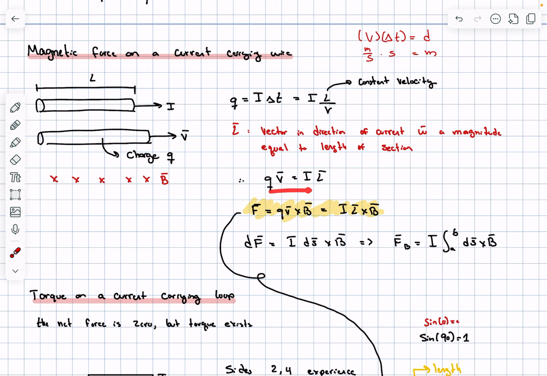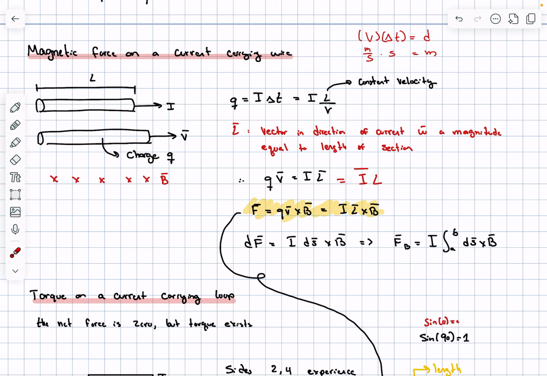Now, sometimes you're going to see it in this form, and other times you're going to see it in this form. I honestly prefer this one because it feels better, because one of these quantities has to have a vector notation on it somewhere. So the current has a magnitude and a direction. The length just has a magnitude L. But sometimes you see that bar on the L instead. What it's saying is the current just has a magnitude, but L is a vector in the direction of the current with magnitude equal to the length of the section. So it's essentially the same thing.